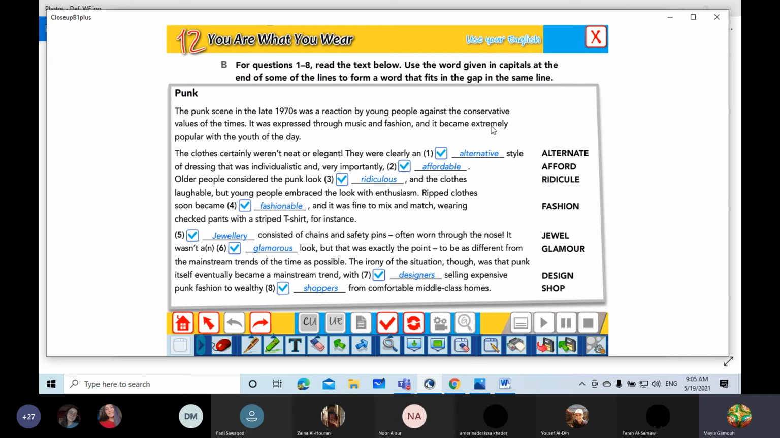With that we will be done with our section, which is Use Your English, regarding your Unit 12, You Are What You Wear. Do you guys have any question regarding both parts, the phrasal verb and the word formation? No, teacher. All right, that's good.